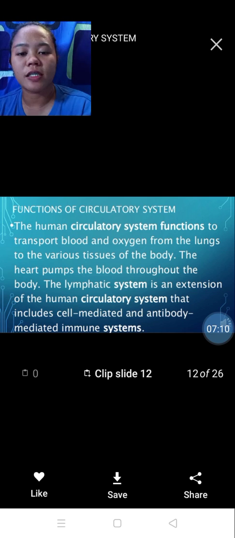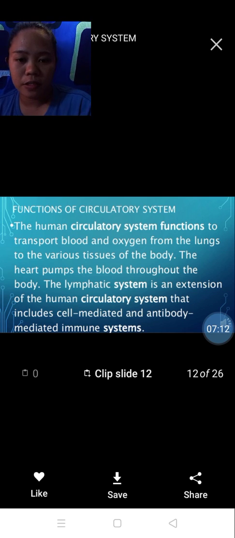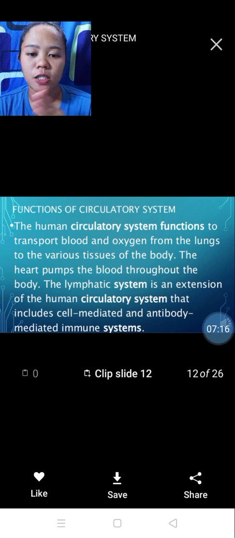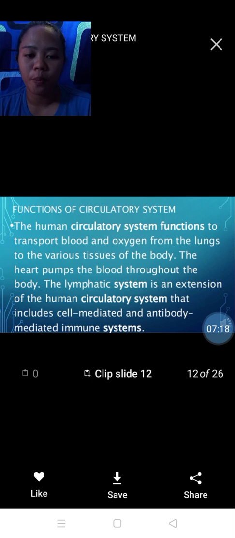Yan po, yung functions ng ating circulatory system. Transport or deliver the blood and oxygen from the lungs to the various tissues of our body.